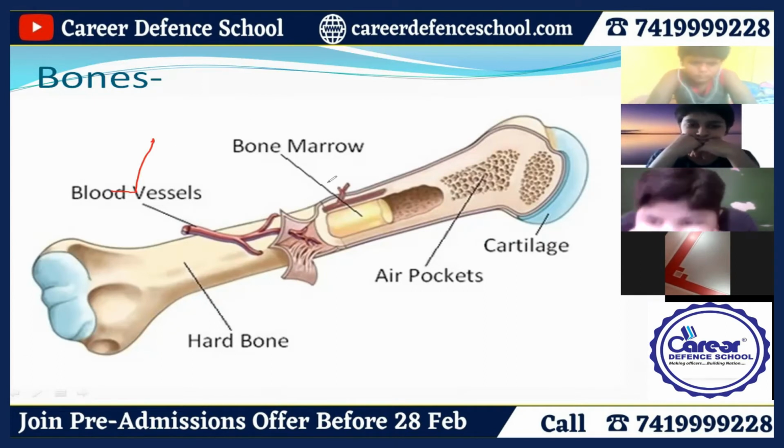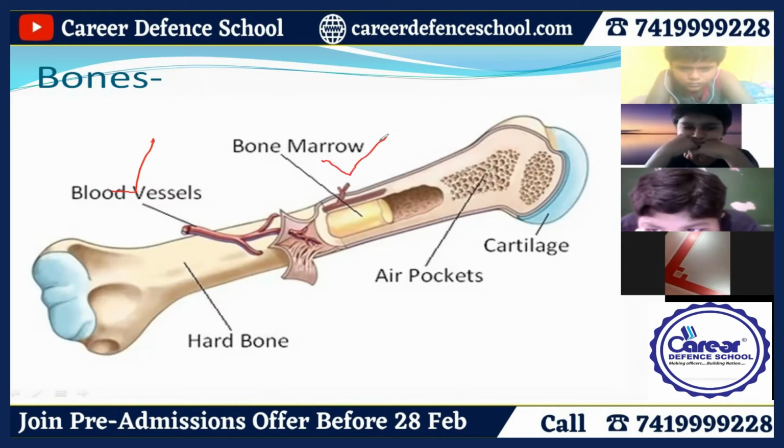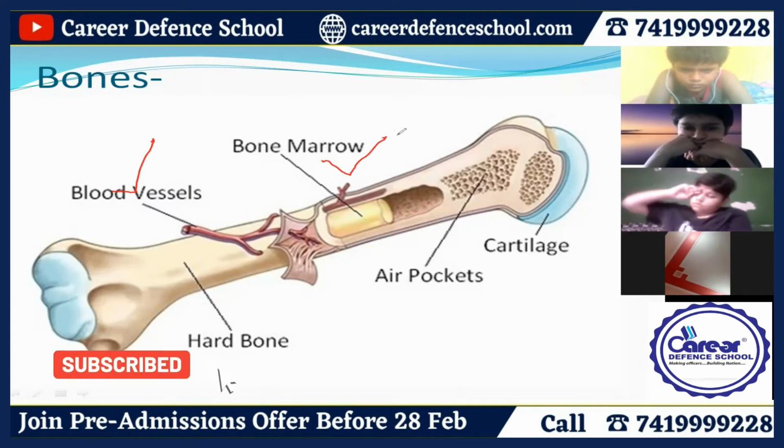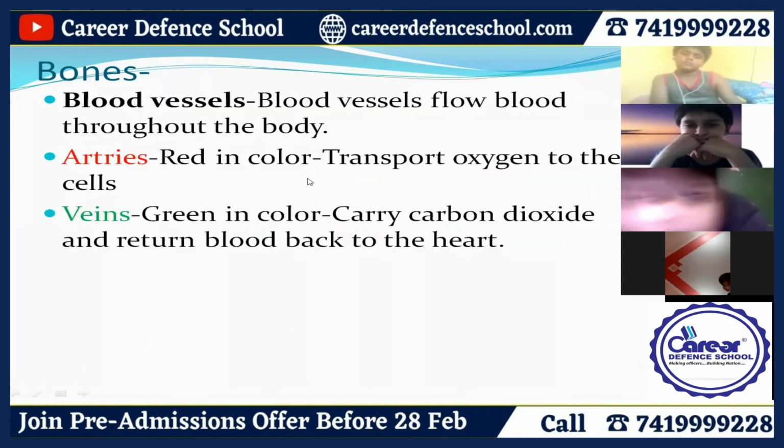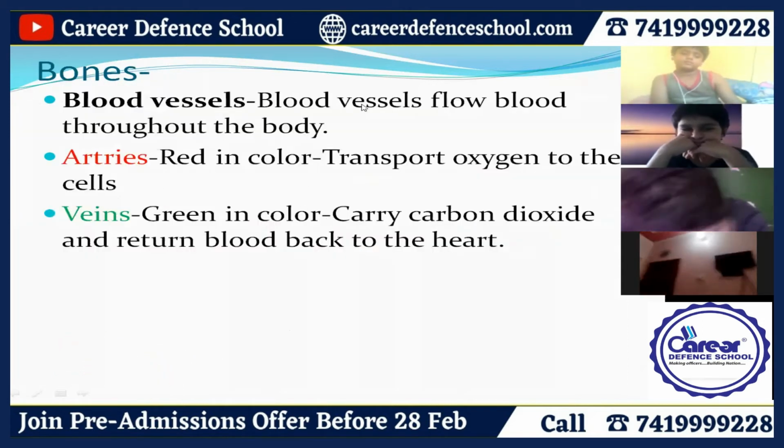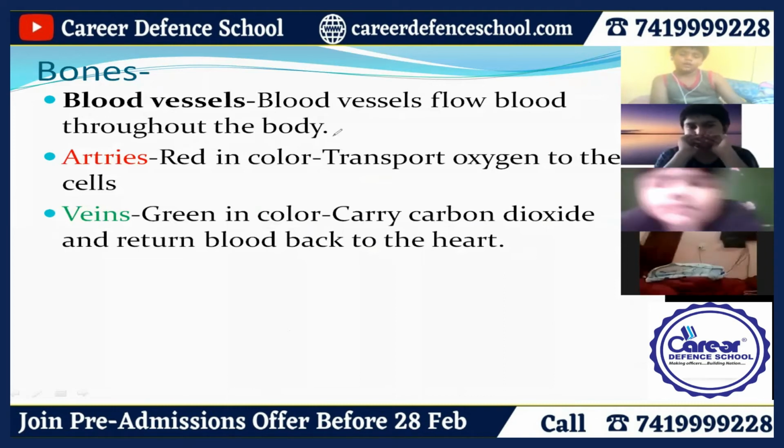Then we did bone marrow. What is bone marrow? Bone marrow makes the cells in your body, each and every cell, red blood cells and white blood cells. Now let us discuss blood vessels in the next PPT. What are the blood vessels? Blood vessels flow the blood throughout the body.